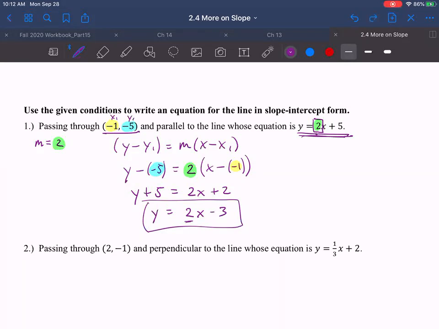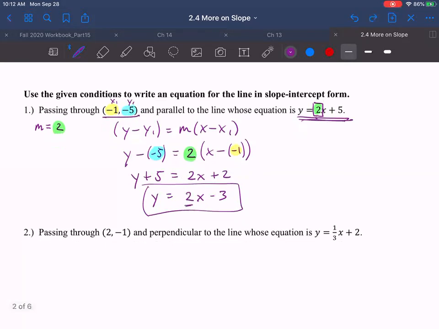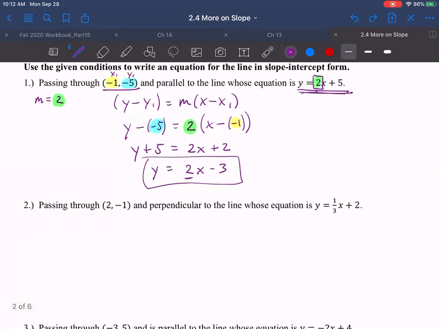Okay? Then if we take a look at this next one, let's do one more here just to get you started. Here, they're telling us that it's passing through a point, but they're giving us a line that's perpendicular, not parallel this time. Just to start you off before I let you try it, we see we have a slope of 1/3. That means the slope for our new line has to be the negative of the reciprocal of that. The reciprocal of 1/3 is 3, and then we put the negative of it. So the slope for the line we're looking for here is -3.